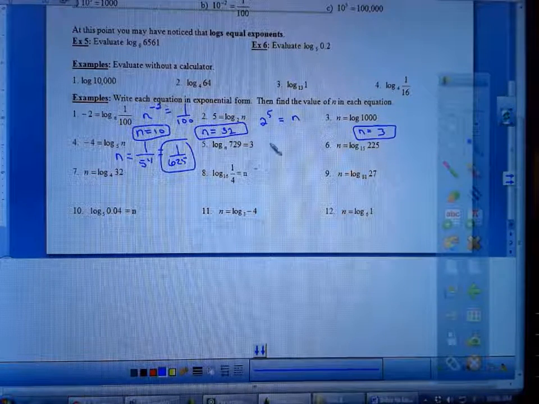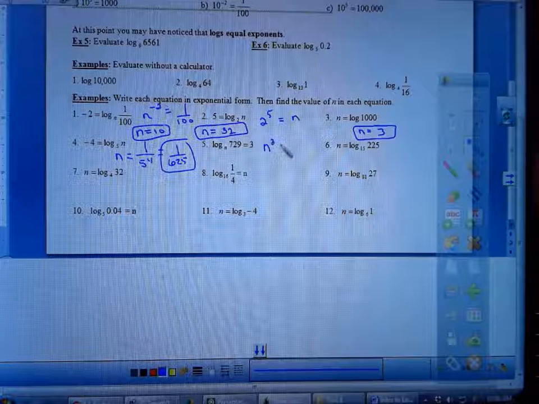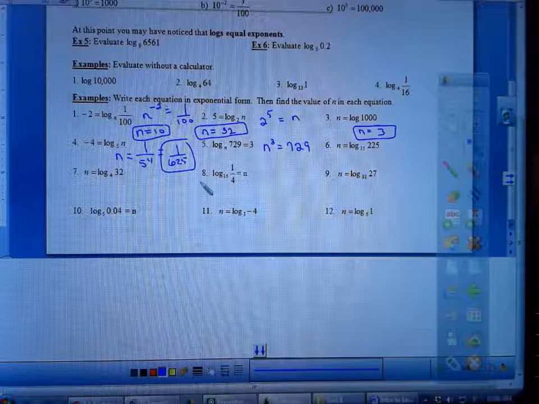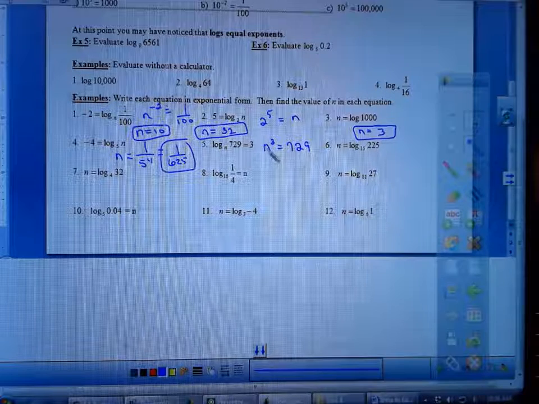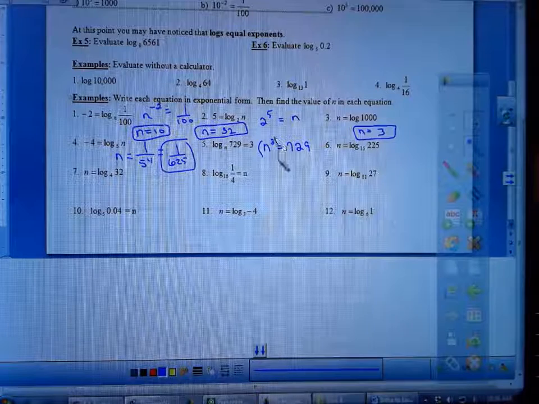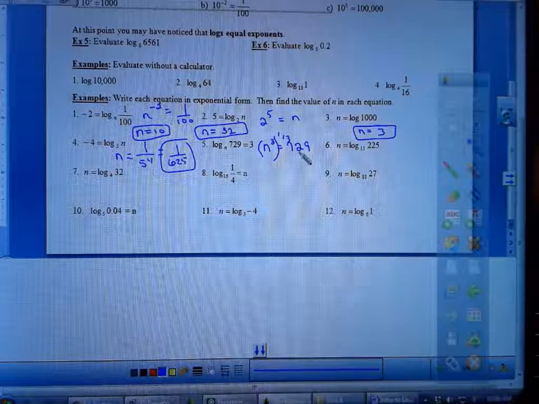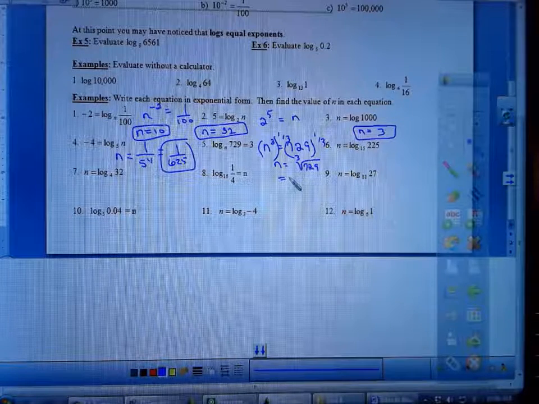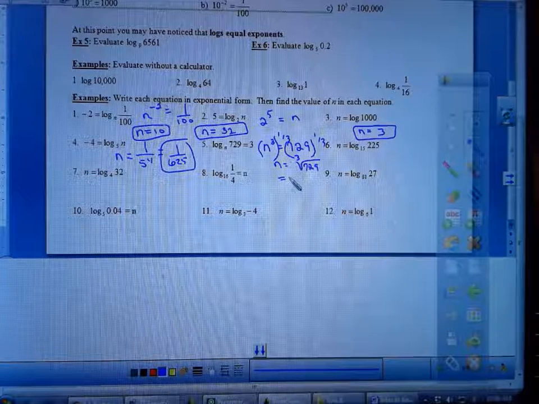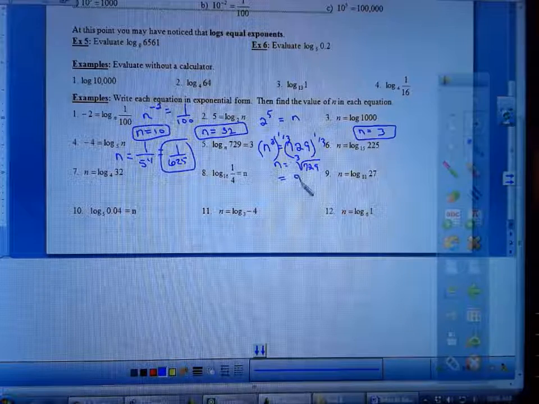The next one, n cubed is 729. Now, this one I can actually solve using a process. So let me show you what I could do. Because my base is unknown here, I could raise both sides to the 1/3 power. I really don't need to do that, but I could. So do you see what happens on the left side? I get n is equal to the cube root of 729. Which, what do you think that is? Yes, it's 9. Okay, very good.